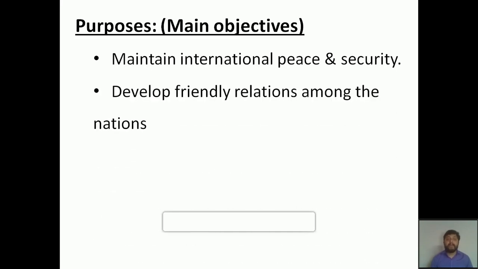Second one, develop friendly relations among the nations. There should not be any threat which can lead to a problematic situation.